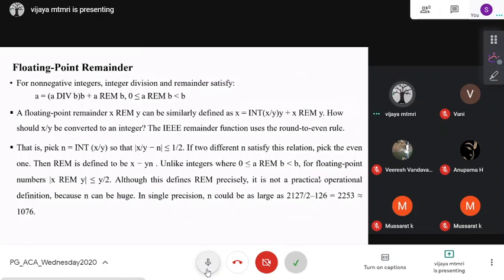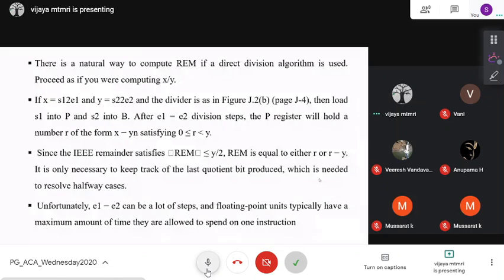There is a natural way to compute the remainder if a direct division algorithm is used: proceed as if we were computing x by y.